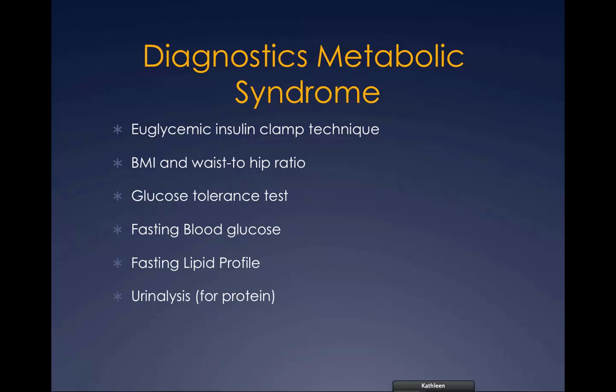So here are some diagnostics that we use for metabolic syndrome. The book and some articles talk about the euglycemic insulin clamp technique. I've never seen that done, but it's there in the book, and it's one way to determine metabolic syndrome. BMI and waist to hip ratio, glucose tolerance test, fasting blood glucose, fasting lipid profile, and urinalysis for protein.